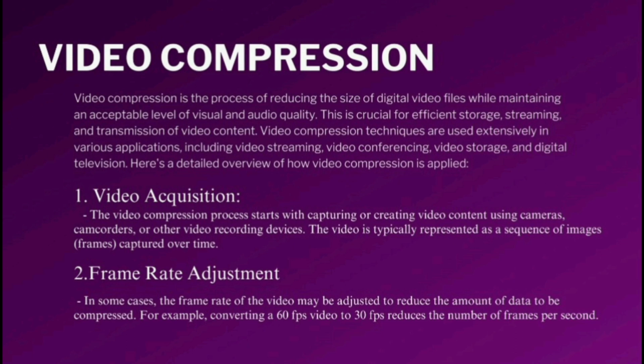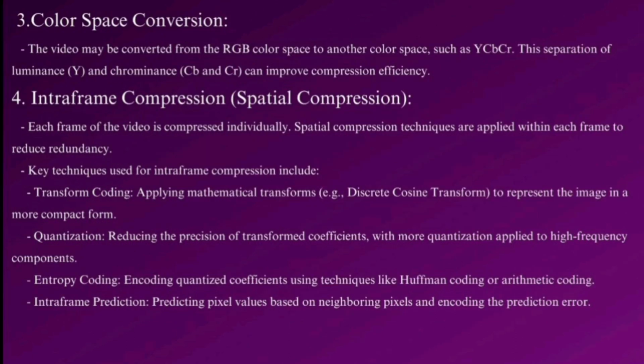Video acquisition. The video compression process starts with capturing or creating video content using cameras, camcorders, or other video recording devices. This video is typically represented as a sequence of images captured over time. Frame rate adjustment. In some cases, the frame rate of the video may be adjusted to reduce the amount of data to be compressed. For example, converting a 60 fps video to 30 fps reduces the number of frames per second. Color space conversion. The video may be converted from the RGB color space to another color space such as YCbCr. This separation of luminance and chrominance can improve compression efficiency.